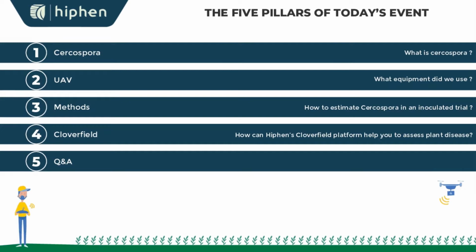Today's webinar is divided into 5 sections. We'll start by talking about Cercospora itself. What is Cercospora? We'll talk about the equipment: what kind of equipment did we use? We'll talk about methods and results, and about Cloverfield, our data platform that allows us to automatically compute everything. And then we'll end with a Q&A session.